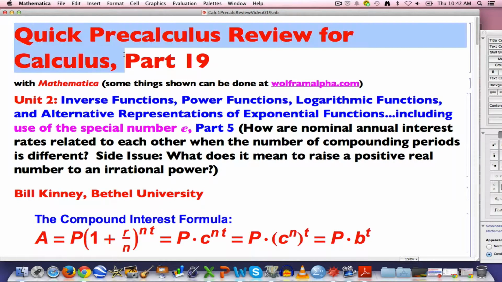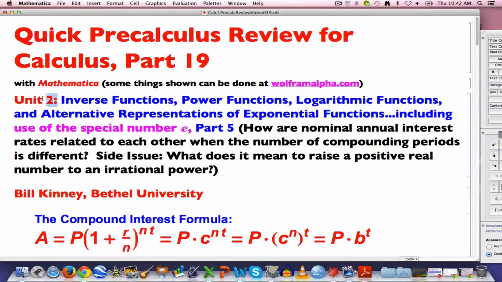Hello and welcome to Quick Precalculus Review for Calculus Part 19, also Part 5 of Unit 2. Unit 2 has these topics, which I'm putting together in the context of the compound interest formula. Here is the compound interest formula.